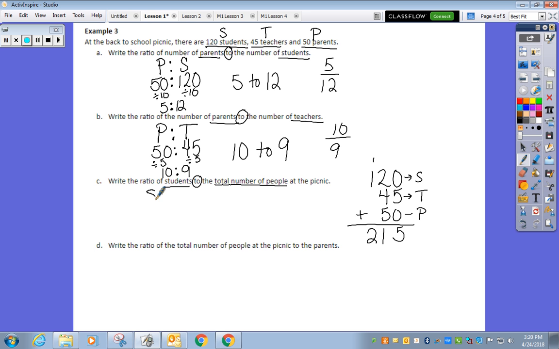So to write my ratio, I'll be doing students to total. The number of students is 120. The total number is 215. So I notice one ends in a 0, one ends in a 5. So I'm going to divide both by 5, because that's what they can both be divided by. I'm going to pull to the side to show my math. You can also use a calculator to do this. We get 24, and I'm just going to pull down here to do this, and 43.